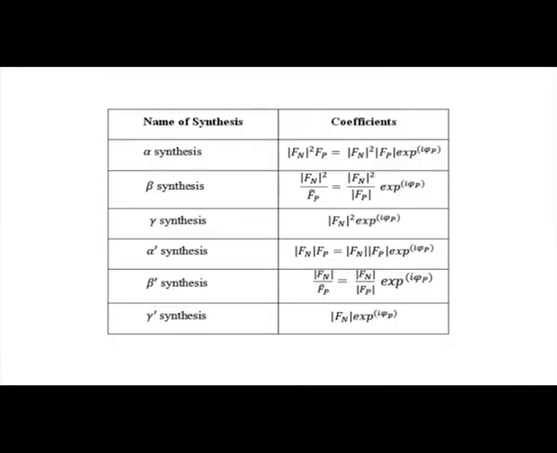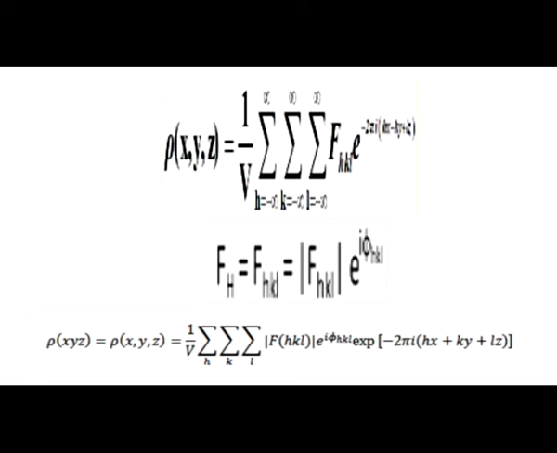Now, I am going to show you a table which gives the names of the different Fourier syntheses along with the coefficients used. Again, the starting point is the same Fourier synthesis equation: the electron density at a point x, y, z equals 1 by V, the volume of the unit cell, triple summation over the Miller indices h, k, l, running from minus infinity to infinity, mod F_hkl, which comes from experiment, e to the power i phi_hkl, which is not available from experiment, multiplied by exponent minus 2 pi i (hx plus ky plus lz).